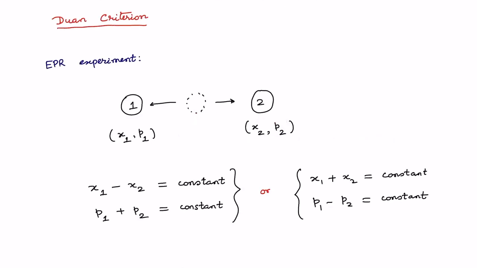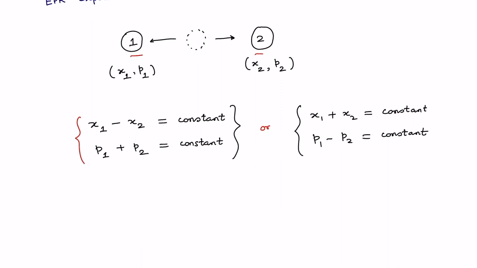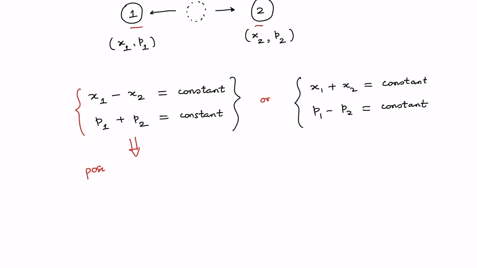In the EPR thought experiment, Einstein, Podolsky and Rosen considered a pair of particles 1 and 2 created at some point at some time moment, so that conservation of momentum led to the equations x1 minus x2 is equal to constant and p1 plus p2 is equal to constant, or one may also get x1 plus x2 is equal to constant and p1 minus p2 is equal to constant. In this first case, this implies that the position variables are correlated. And these relations we have discussed in an earlier class on the EPR paradox.